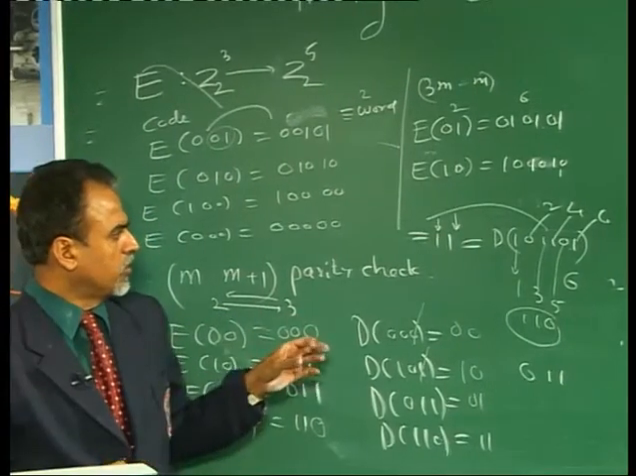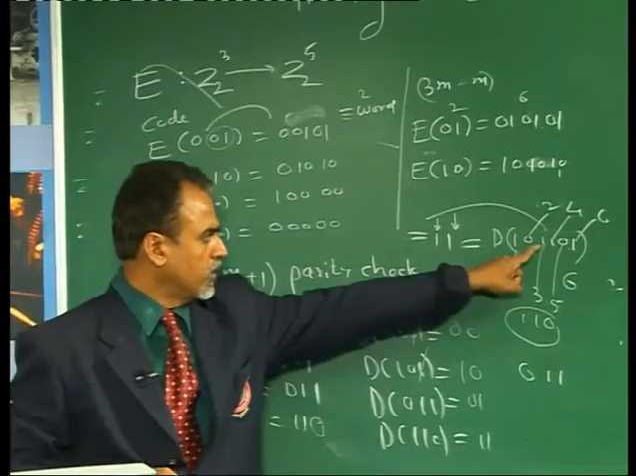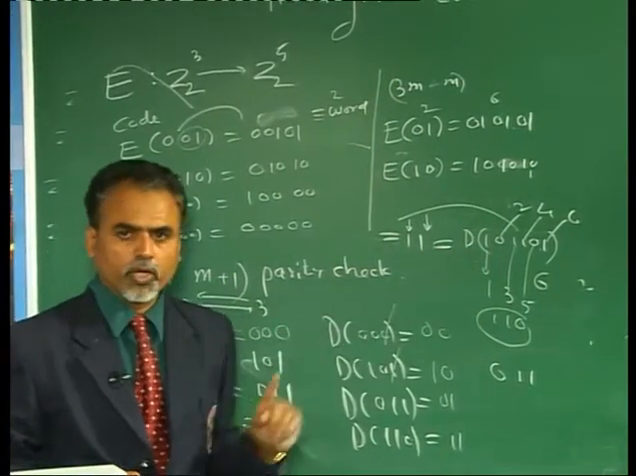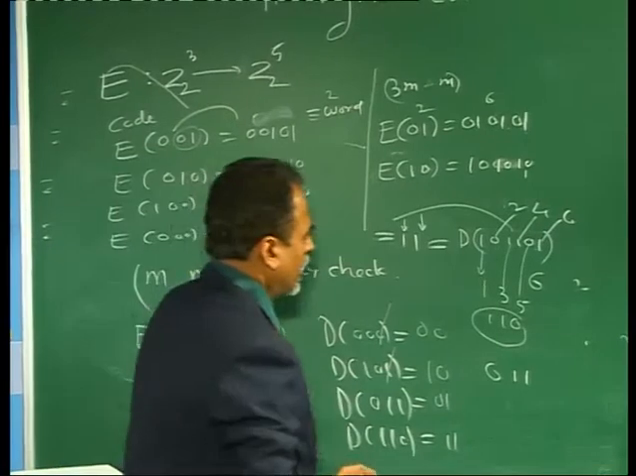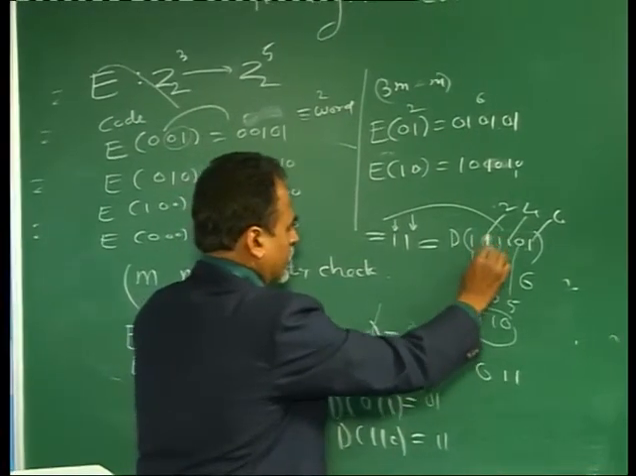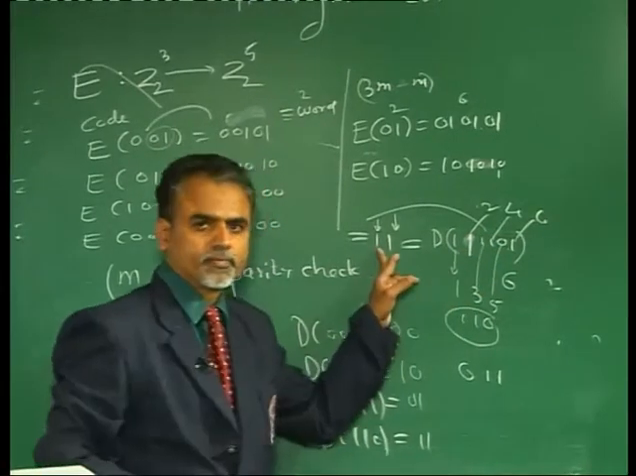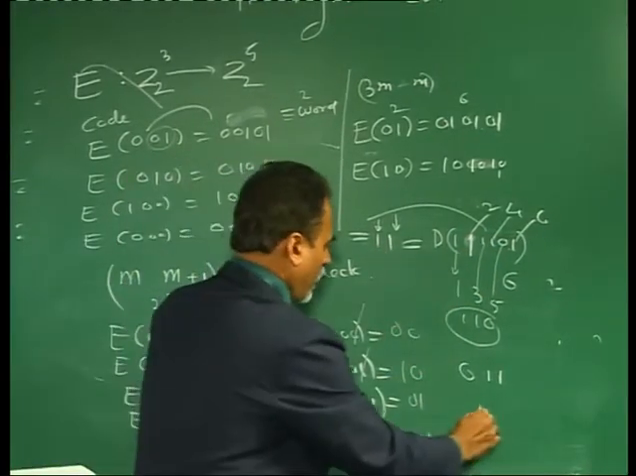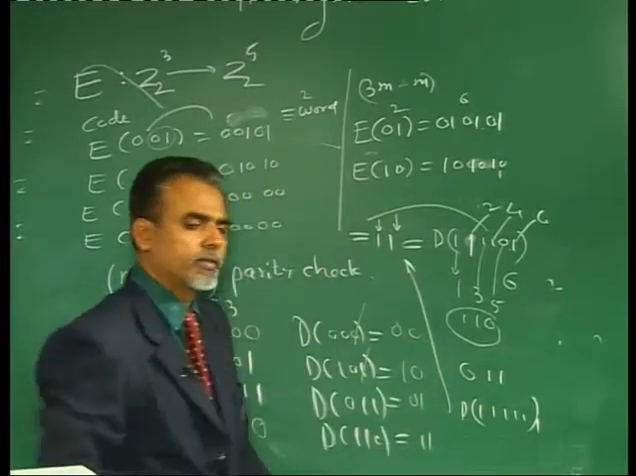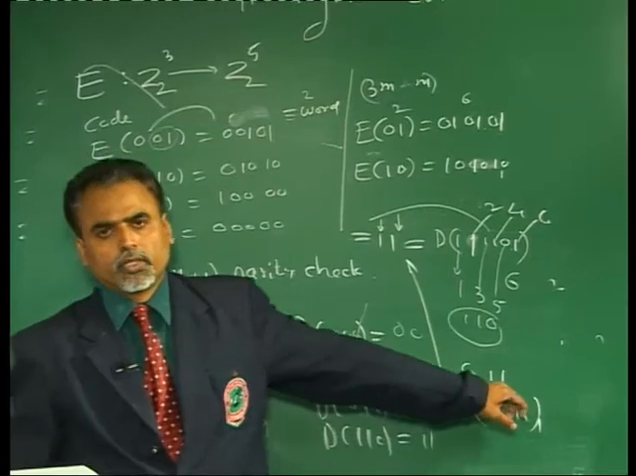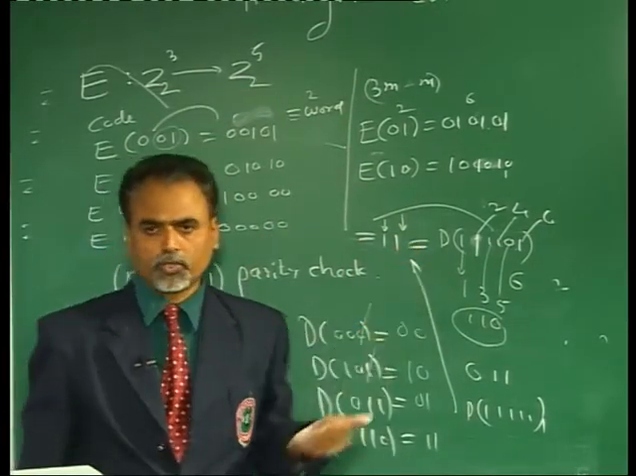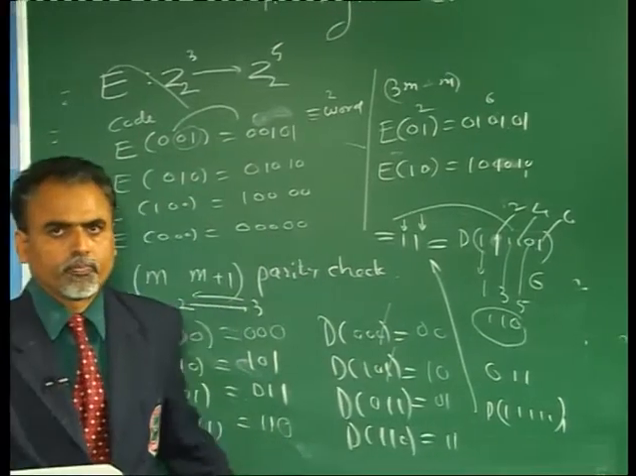So all these things we are going to use. Sometimes what happens is that for different received words we may get the same code word. For example, I may write a 1 here instead of this, and I will get the same thing. Or I write all 1s here, and the same decoded word I am going to get. So different received words may be decoded to the same code word, that is also a possibility, just to observe.